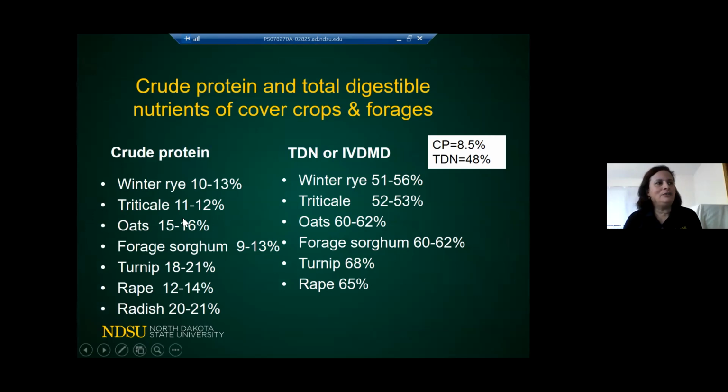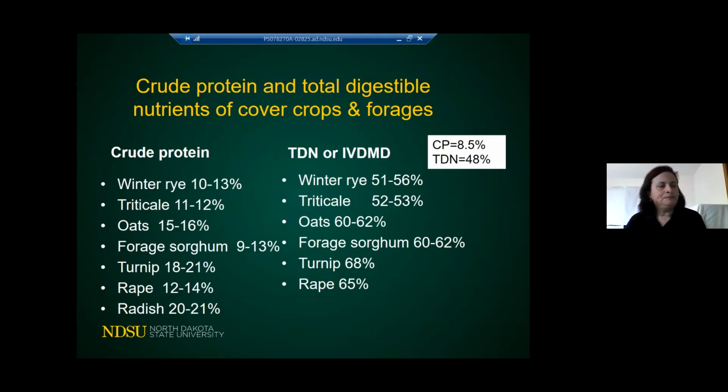If you look at these values, and these are things that we grow in North Dakota, the usual time that we raise them, you see everything is higher than that. All the forages are higher than 8.5%, and all the forages are higher than the 48%. So this means that all these forages, doesn't matter alone or a mixture at the grazing time, they all meet the requirements of a 1,200 pound cow with a calf, which is what most farmers are trying to feed, okay?